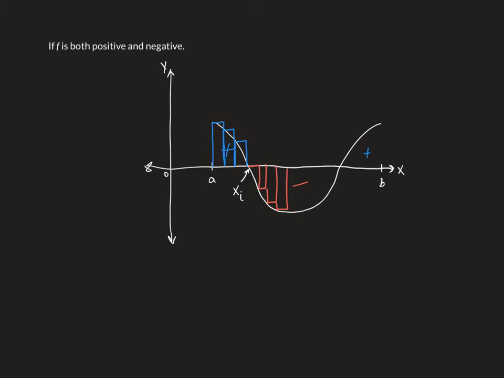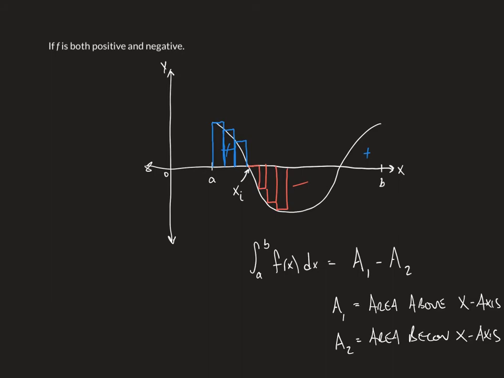But let's discuss this within the context of an integral. So this is going to be the integral from a to b of our function f of x dx, and that's going to be equal to the positive areas minus these negative areas, so we'll say where A1 is the area above the x-axis and A2 would be the area below the x-axis, and we call this the net area. So the idea of net area is taking our positive area and subtracting our negative area to give us the area in the middle there.